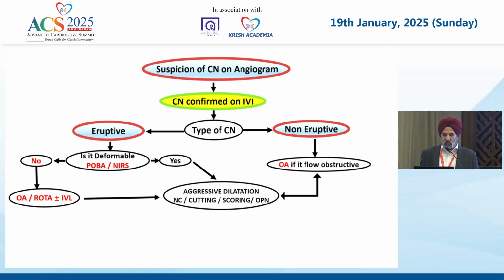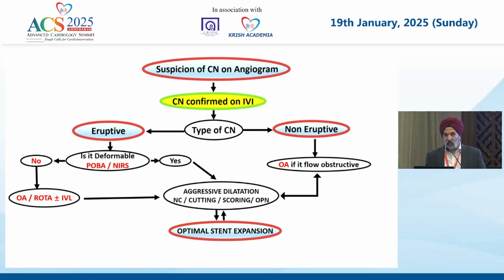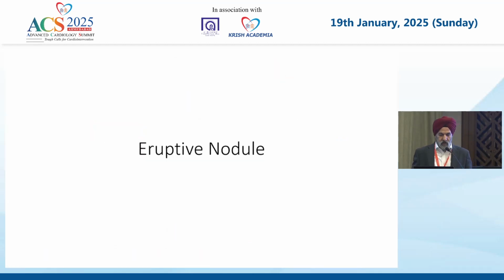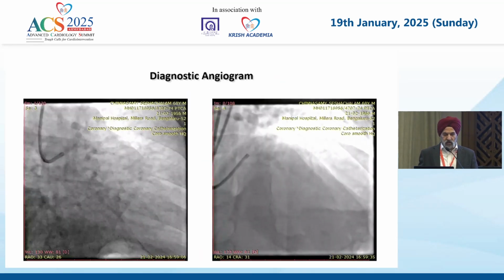But if you have a non-eruptive nodule, it's the orbital only which is going to help you. Rotablation is not going to help. I'll tell you the reasons why. Once you've dealt with the nodule, you have to ensure that you have an optimal stent expansion, and that is what is going to produce good results. But not all patients you're going to do this. Certain patients who have only isolated nodules, CABG is an option, because the results of calcific nodules, as I told you, are much worse than dealing with superficial calcium plates. So you must keep that option also open. Well, case examples of deformable nodule.